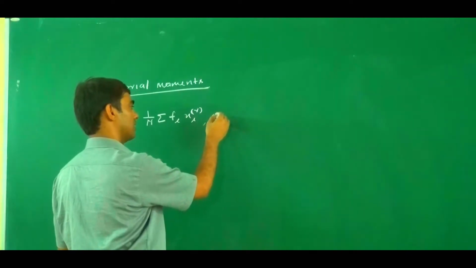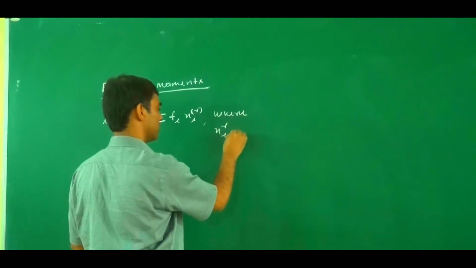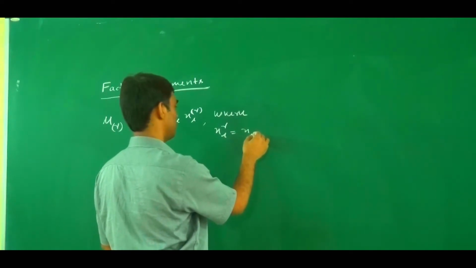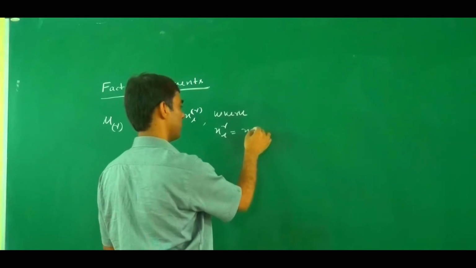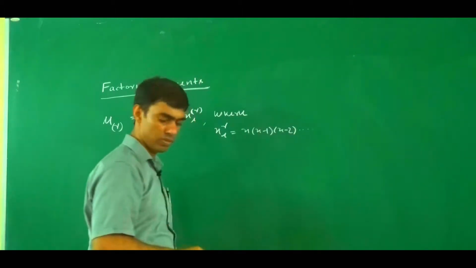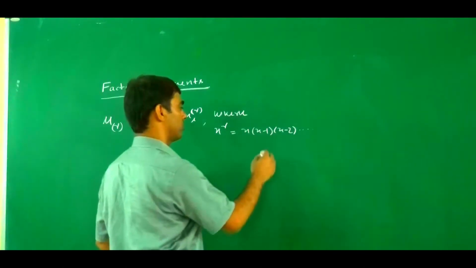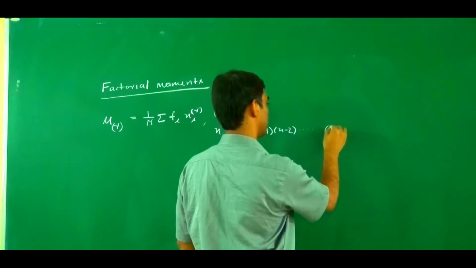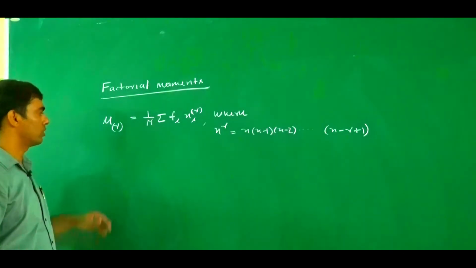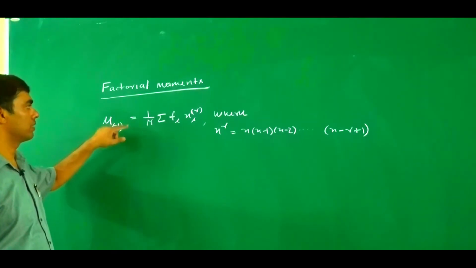So what is the value of xi to power r? Here xi to power r is xi, x minus 1, x minus 2, up to x to power r. X to power r in factorial notation is x, x minus 1, x minus 2, up to x minus r plus 1. So this one is mu r, a factorial moment.